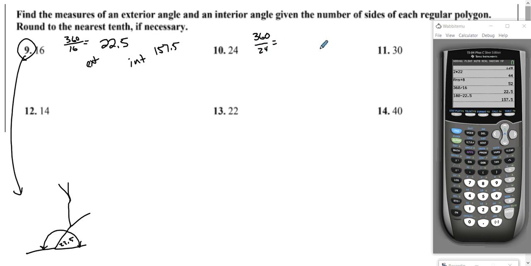divided by 24. I'll give you one of the exterior. 15. And so the interior would be 180 minus 15 is 165. Exterior, interior. Next one, 360 divided by 30 is 12. So exterior is 12. Interior would be 180 minus 12, 168.